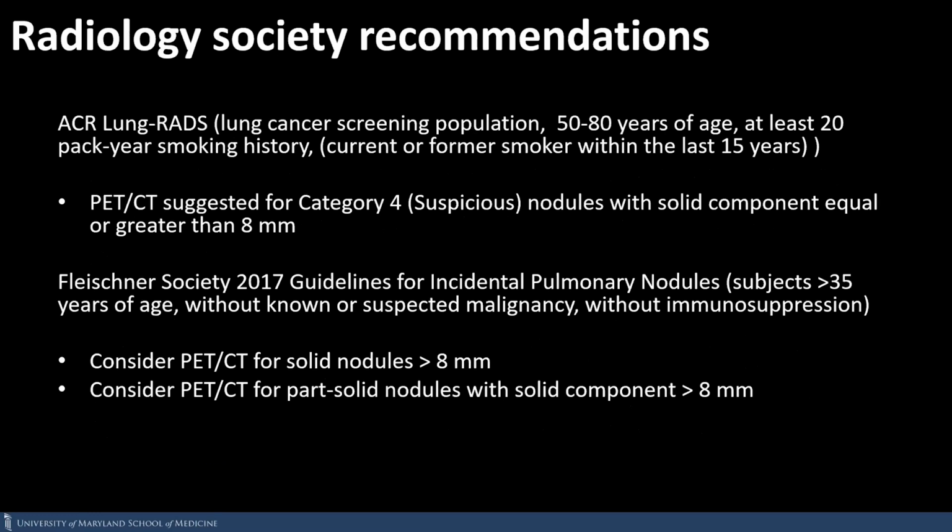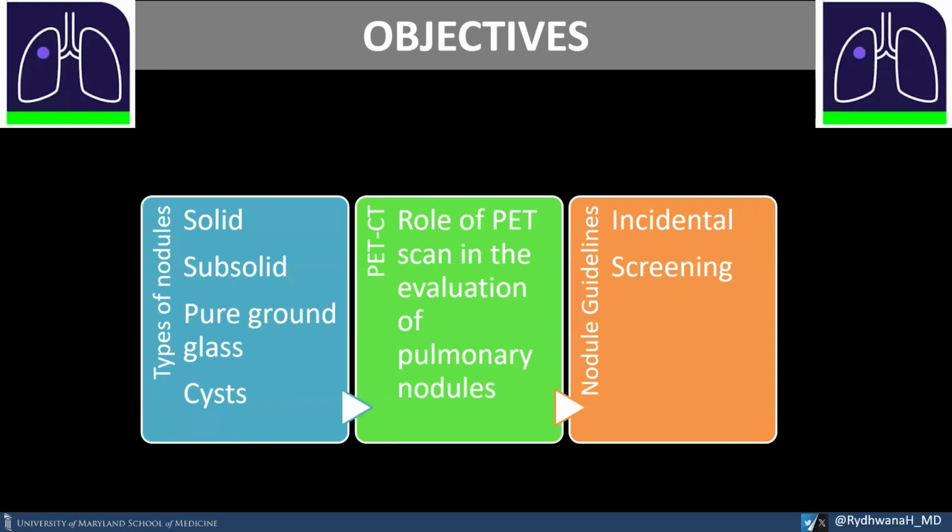So as far as different radiology society recommendations for PET-CT and evaluating nodules for lung cancer, ACR guidelines suggest PET-CT for any category 4 suspicious nodules when you have a solid component that's greater than or equal to 8 millimeters. Similarly, Fleischner Society has recommendations for incidental pulmonary nodules that if you have a solid component that's 8 millimeters or more, or if you have a part solid nodule, the solid component has to be 8 millimeters or more for the evaluation of PET-CT and determining whether you are suspicious or not for these nodules.